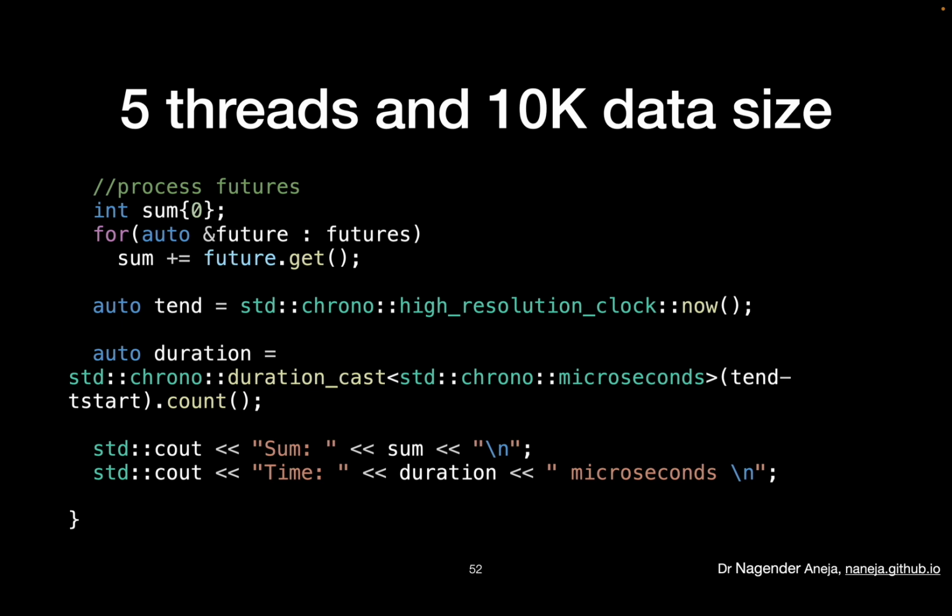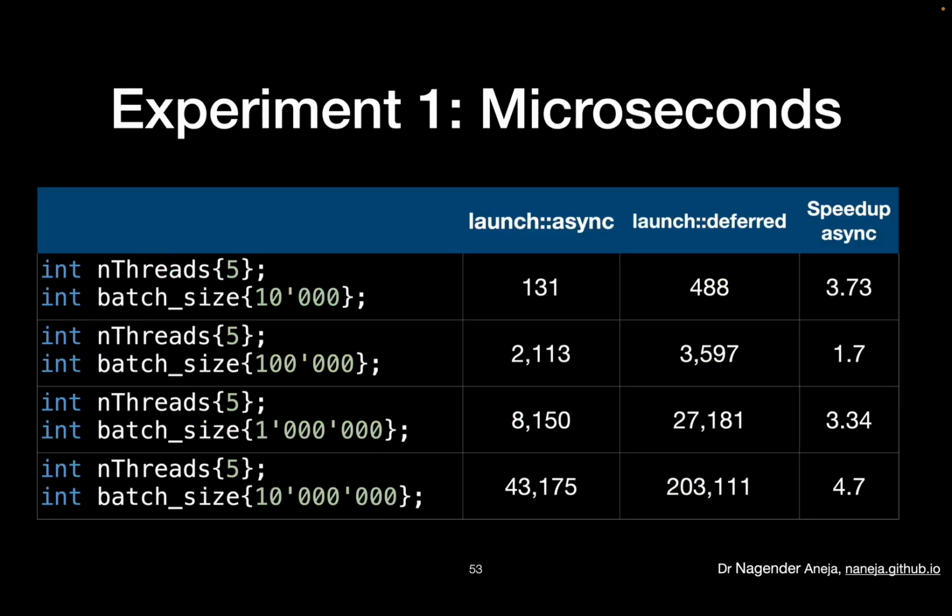So we pass 10,000 ones to all, and we get this duration, time, and the sum. In this case, when each thread's batch size is 10,000, 5 threads receive 10,000 data each, and then add the total. If you use the async option, it took 131 microseconds. When I use deferred, it took a very high amount of time, 488, right? So for asynchronous, the speedup is 3.73 times. Deferred took higher time, so I just divided by this one. So this is the high speedup.